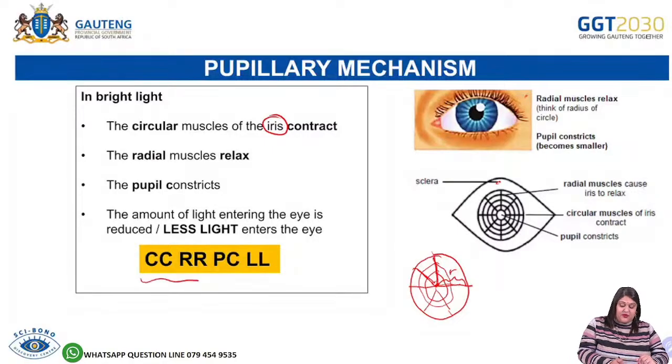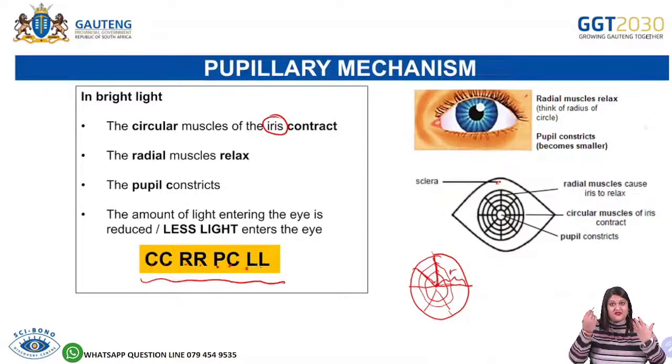Then this is a little mnemonic for learners that like to learn that way. It tells you what these all stand for. So they say the circular muscles contract, the radial muscles relax, the pupil constricts, and less light enters the eye. Okay, so you can see here we've covered all the different ways that learners learn. Whether you're a visual learner, whether you do the mnemonics thing, whether you just listen to what I'm saying, or whether you are able to read and then remember.